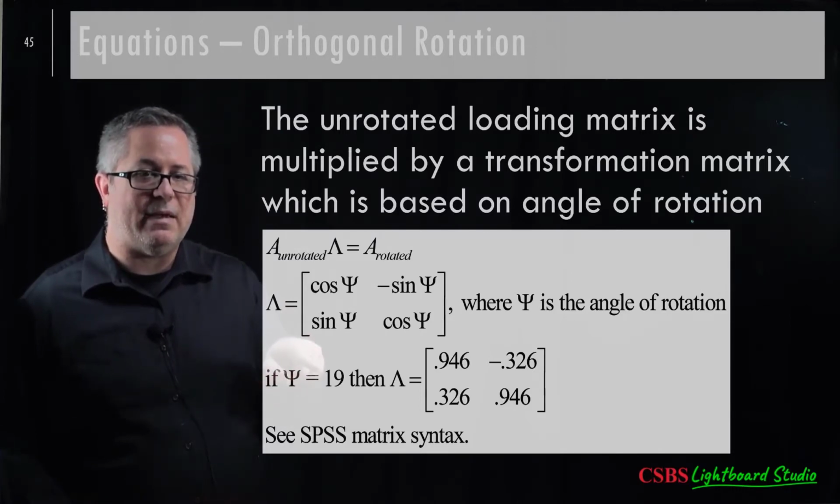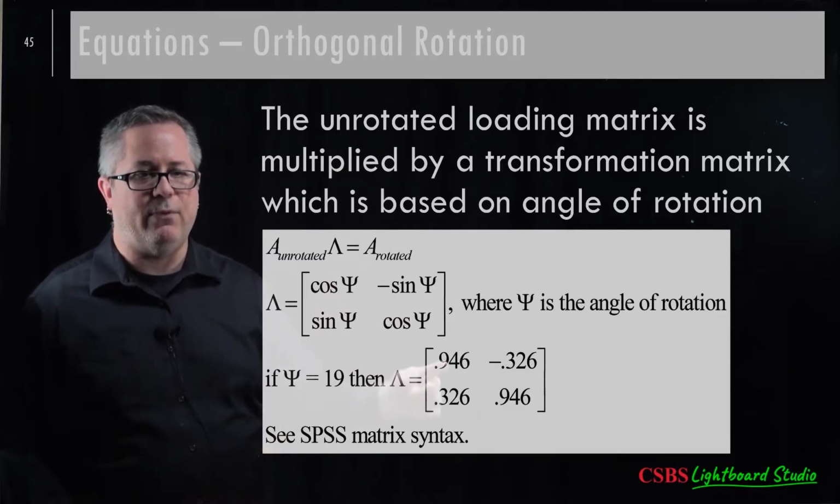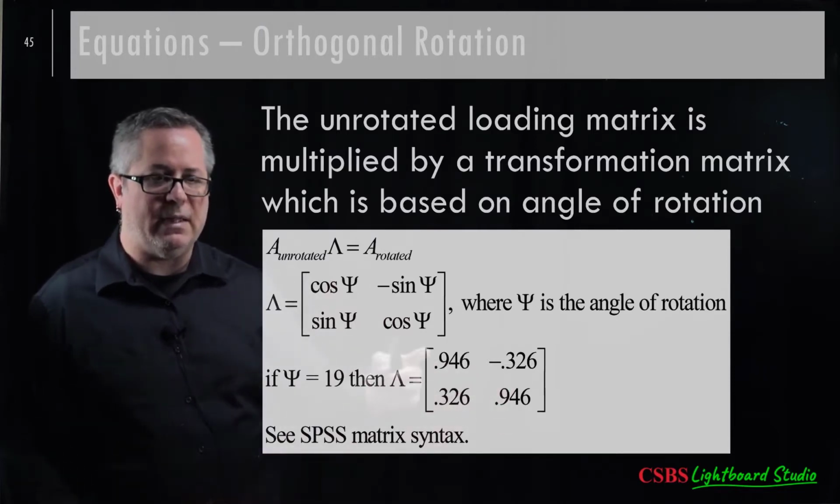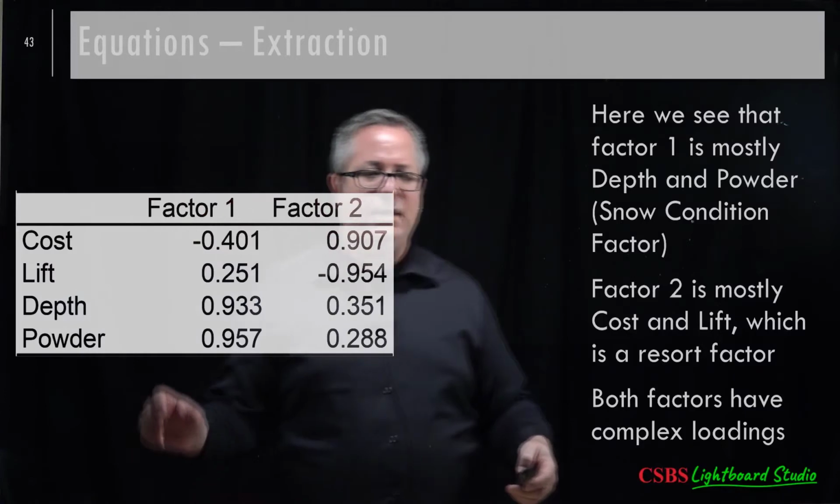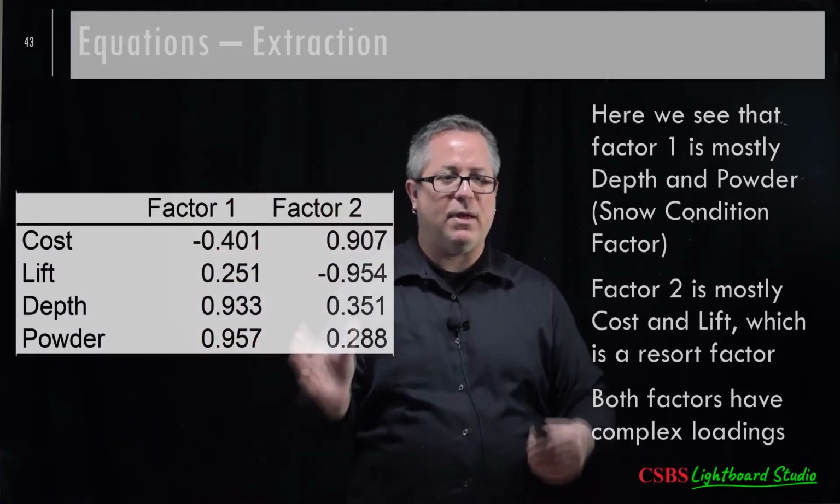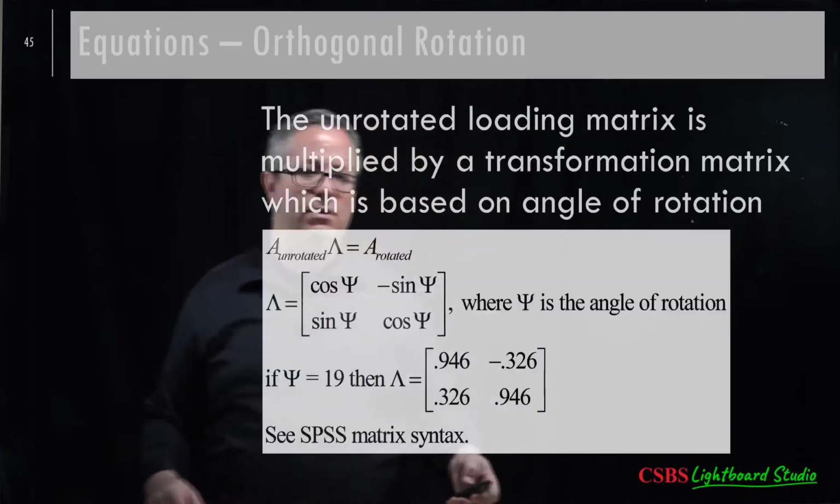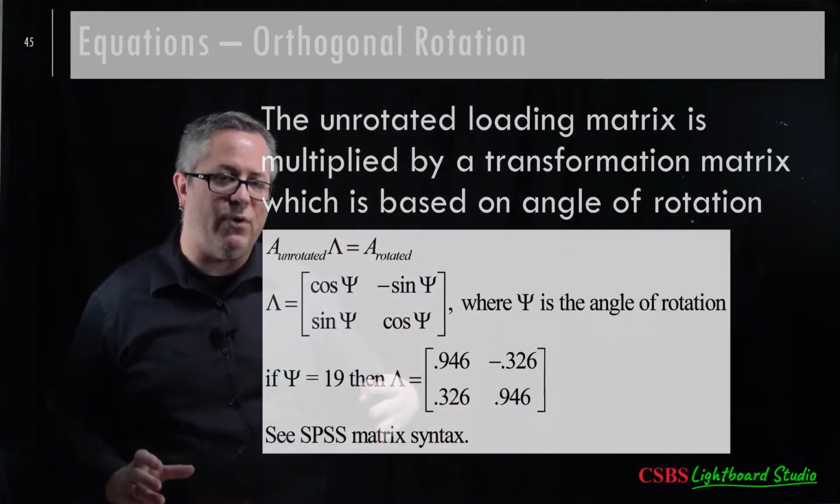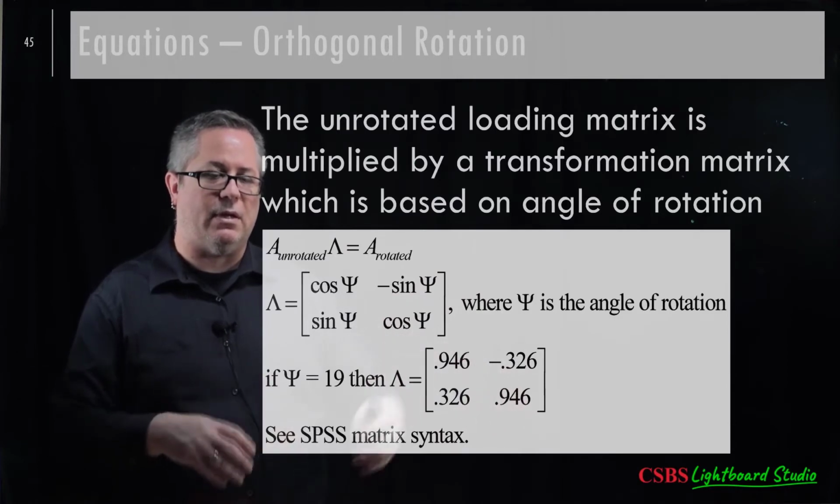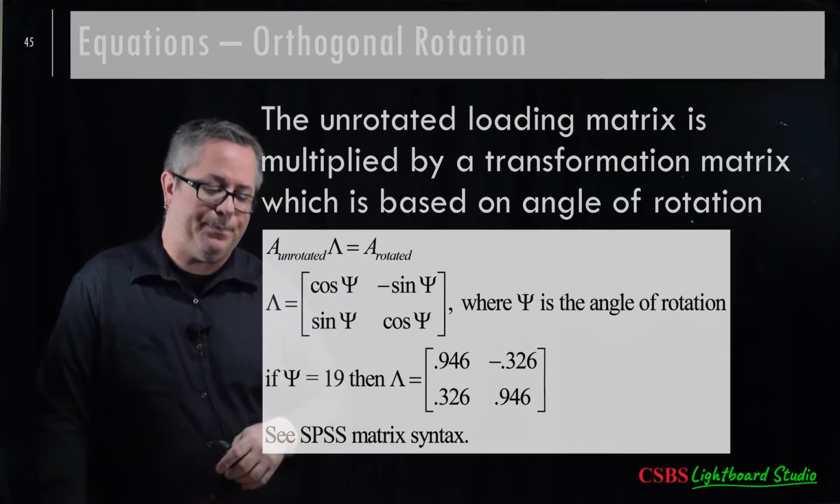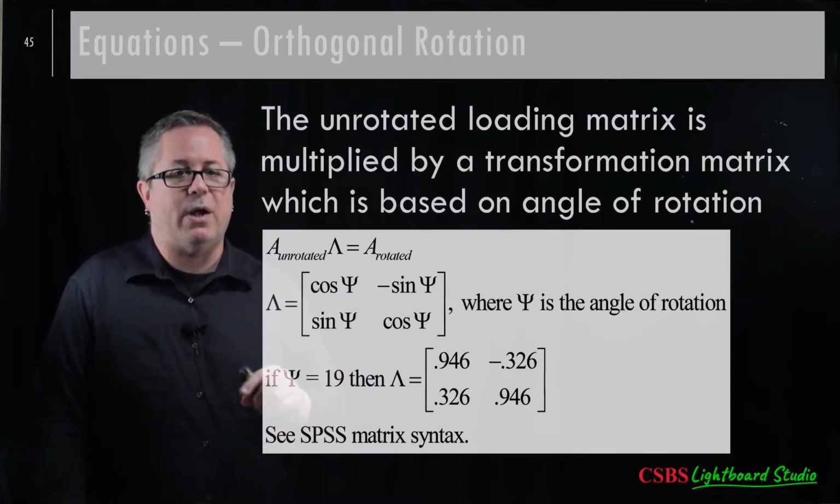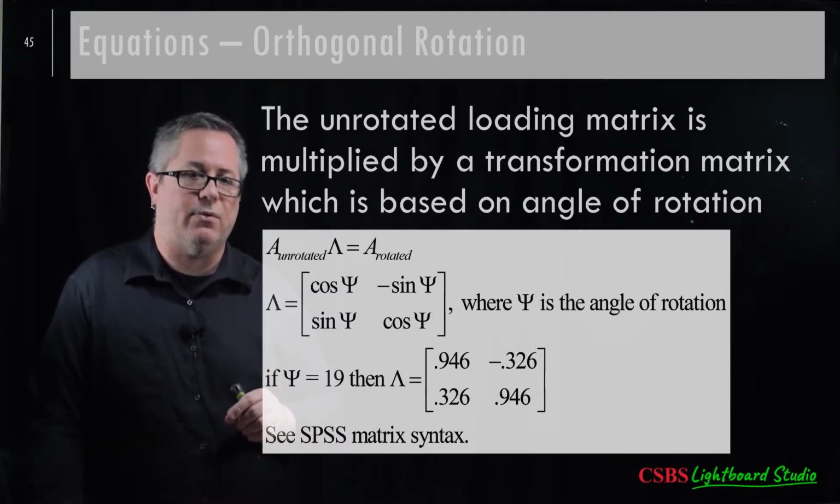You can then plug that angle of rotation into this combination of sine and cosine times that angle of rotation. It would then give you values to use. You take these values, multiply them by that transformation matrix, and that would give you your rotated matrix. That would hold the communalities constant, and it would rotate the variance for the factors around that 19 degrees of rotation.